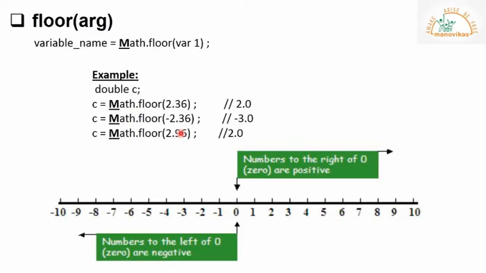The next example is Math.floor of 2.96. 2.96 lies between 2 and 3. But this function will return the lower integer value. Which is the lower integer value? That is 2, whereas 3 is the higher integer value. So the answer will be 2. Since the return type is double, you will get 2.0 as the result.